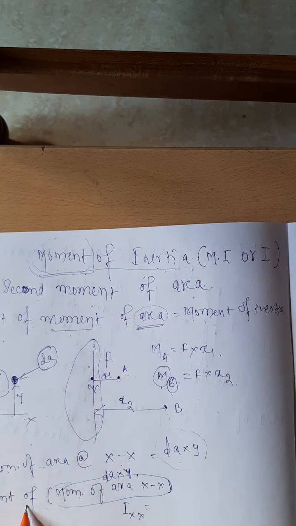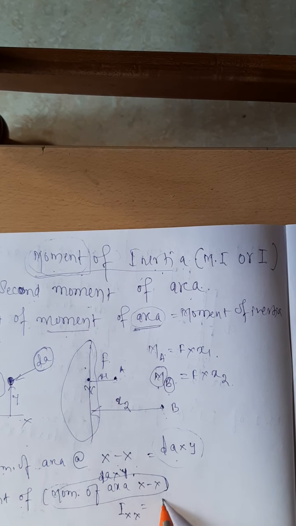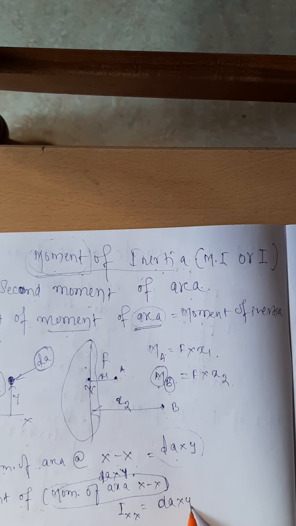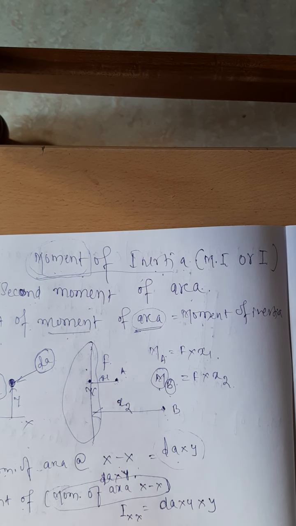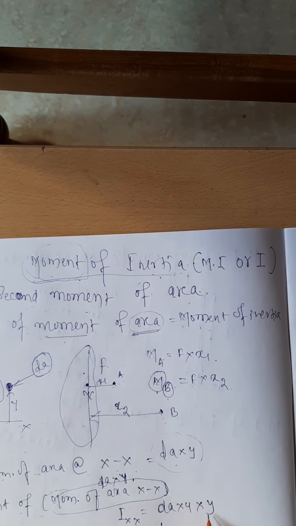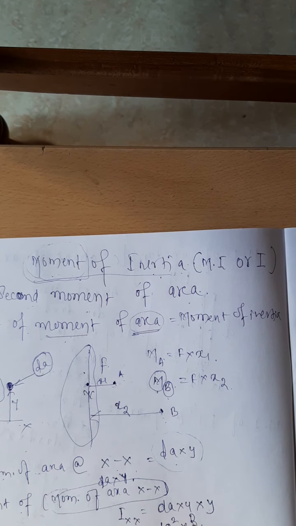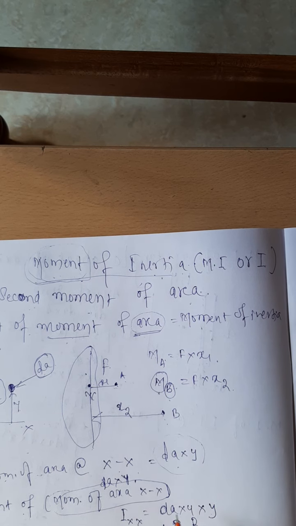Now, the moment of dA about the line is dA into y. Therefore, for a small elemental area whose y distance is fixed, the moment of inertia is equal to dA into y squared.